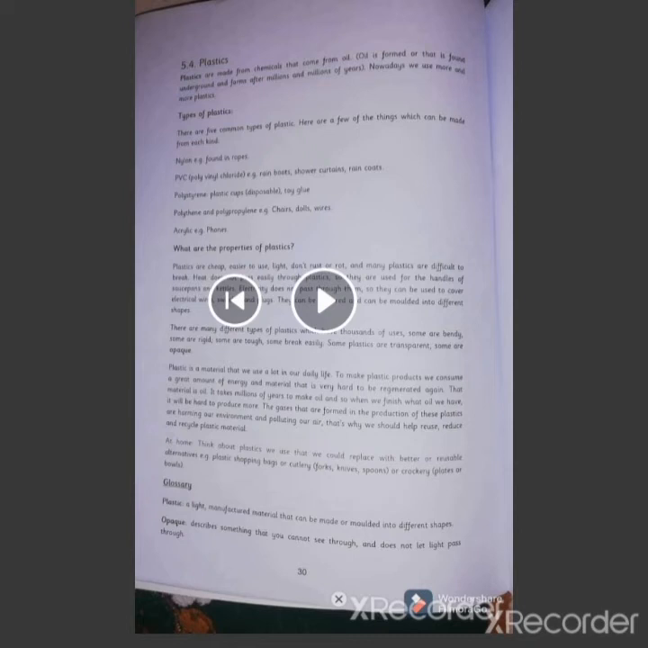So, plastic is a chemical that needs oil, natural oils. And it's usually found underground and it has been sitting there for millions and millions of years. But recently we have been using a lot of plastic.